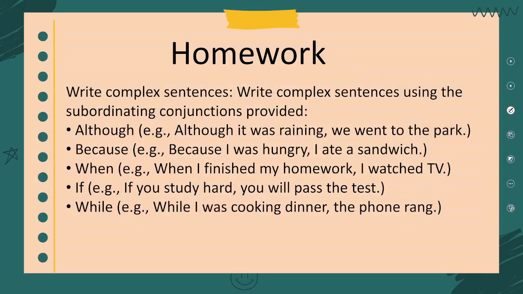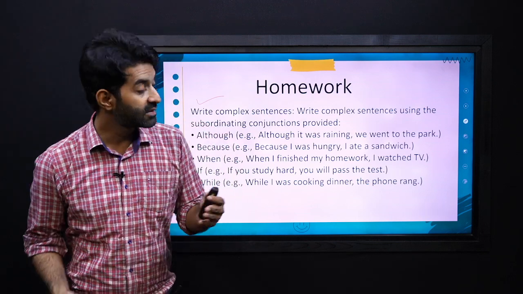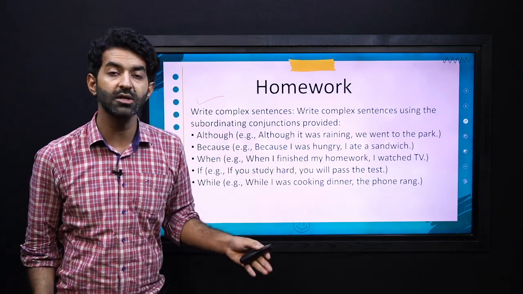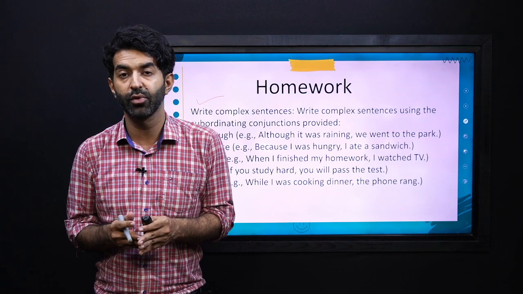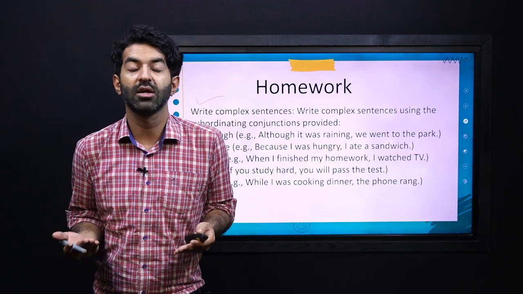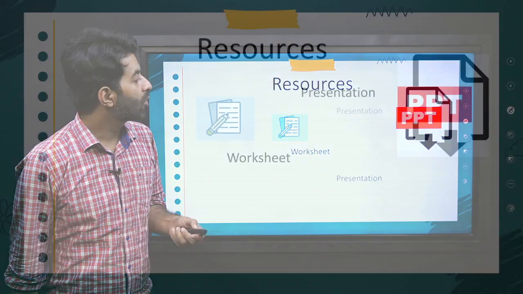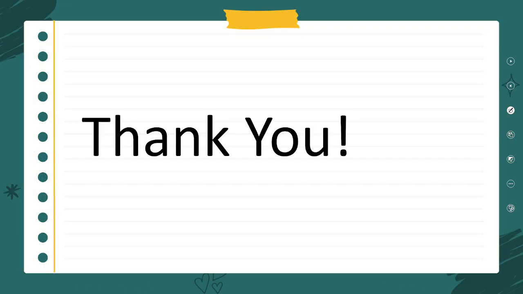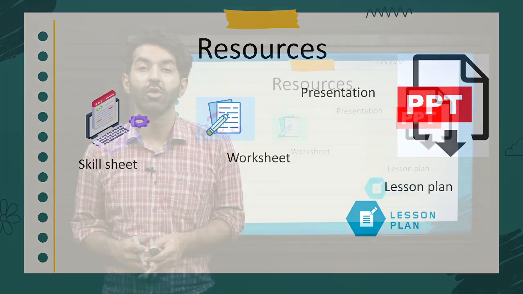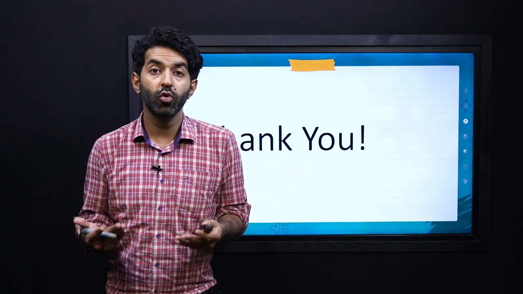This is the second part of the homework where you have to write complex sentences using these subordinating conjunctions. Examples are also given in the parentheses. You can take a look at the examples and you will have an idea of how each subordinating conjunction is working. These are all your resources for your understanding and help. You can get the worksheet and the skill sheet to solve it and then improve your understanding.